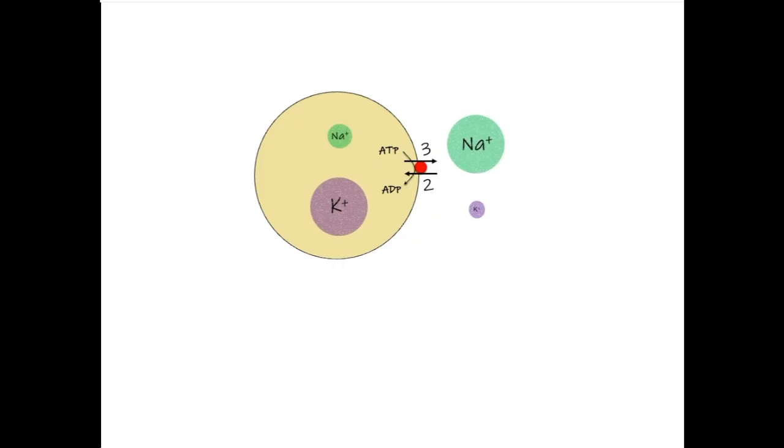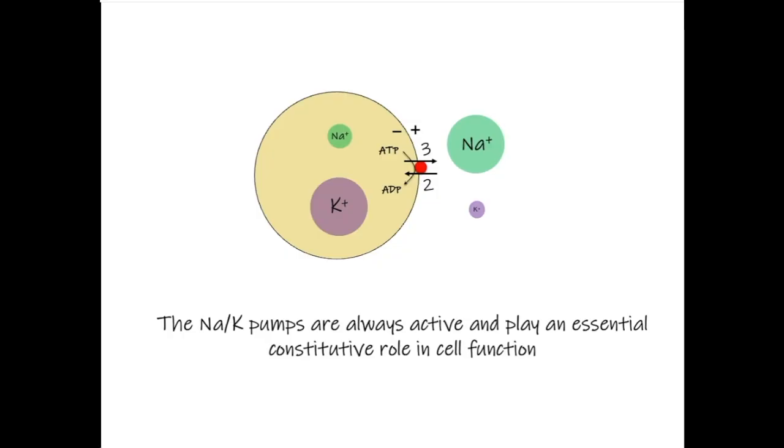Let's take a setting where we have a solution with both sodium and potassium ions present. We then encase some of this fluid within the cell membrane, and then insert a sodium-potassium pump, which is going to transport 3 sodium ions out and 2 potassium ions in. Once again, sodium is more concentrated outside the cell and potassium is more concentrated inside the cell. As a result of more sodium ions leaving, the inside of the cell has a negative charge along the inside of the membrane compared to the outside. Recall that sodium-potassium pumps are always active, and they'll play an essential constitutive role in maintaining these gradients.